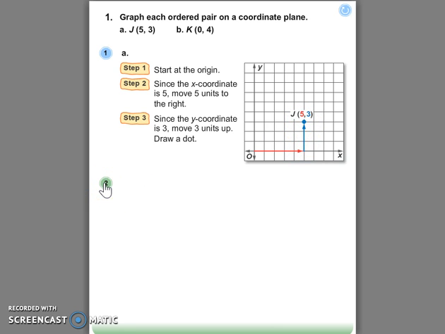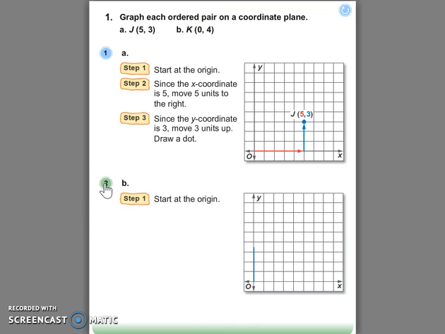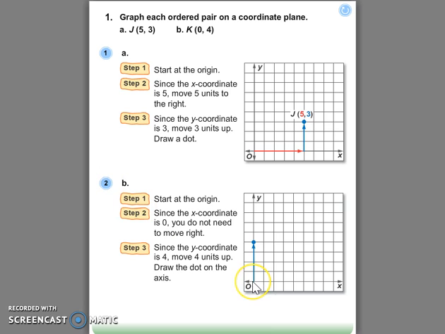If I wanted to graph K, (0, 4), in this case, I start at the origin like I always do, but the 0 tells me I don't go left or right at all. I take the 0 elevator and I ride it up to the 4th floor and I plot my point. Every time I plot a point, I want to make sure that I label that with the ordered pair or the letter. So you really don't need both, but in this case, you're given both just to look at it and see your options.